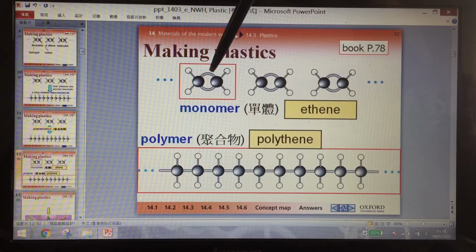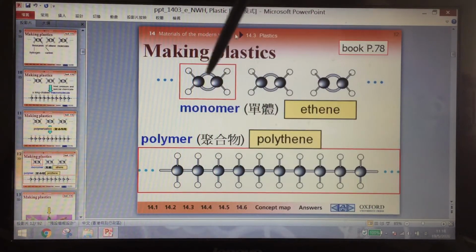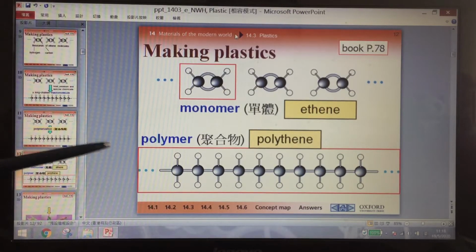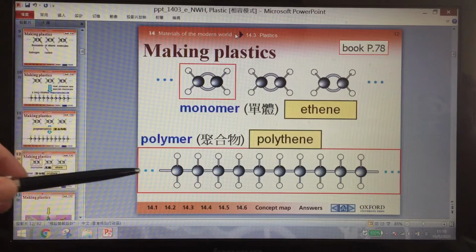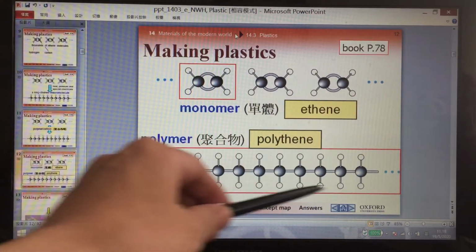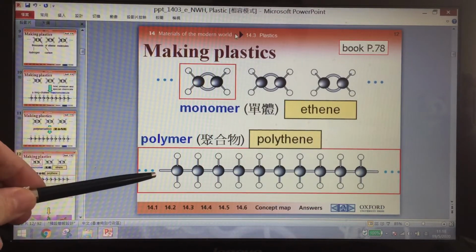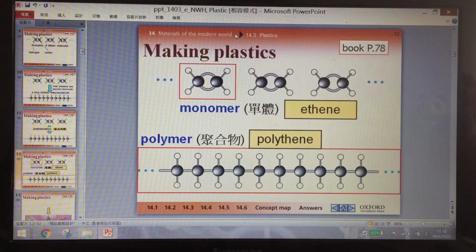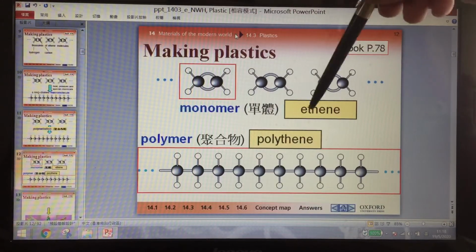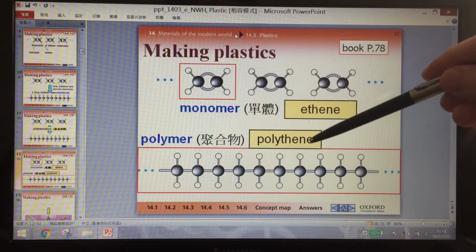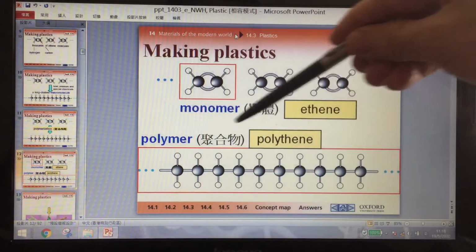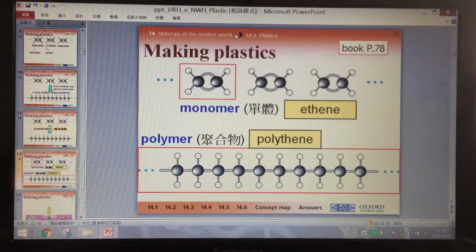And we say the small molecule is the monomer. After polymerization, they become a macromolecule. And the very large macromolecule, we call a polymer. So, ethene is one example of a monomer, and polythene is one example of a polymer. Okay?